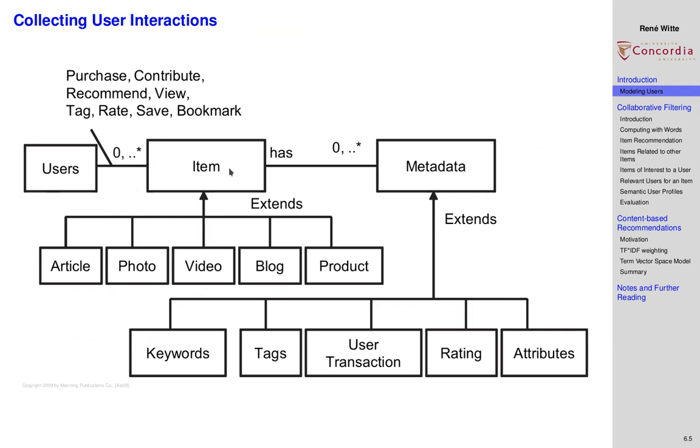What we now need to make recommendations is some metadata about these items. So metadata can be things like keywords, tags that were assigned by users, or some kind of interaction. The user can buy something, the user can rate something, give a star rating, or interact with the item in some other way. For example, watching a video would create an interaction.